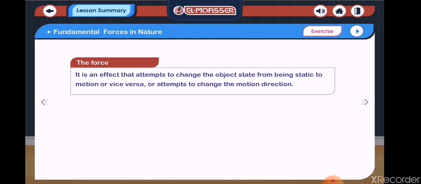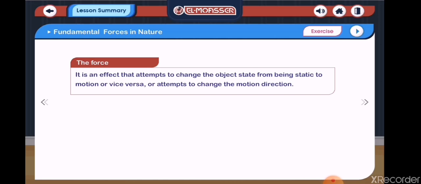The static ball moves when you kick it with your foot and stops when the goalkeeper catches it because the object state changes from static state to motion state or vice versa when a proper force acts on it. The ball changes its direction when the player delivers it with his head because the direction of the acting force is in the opposite direction of the movement of the object.